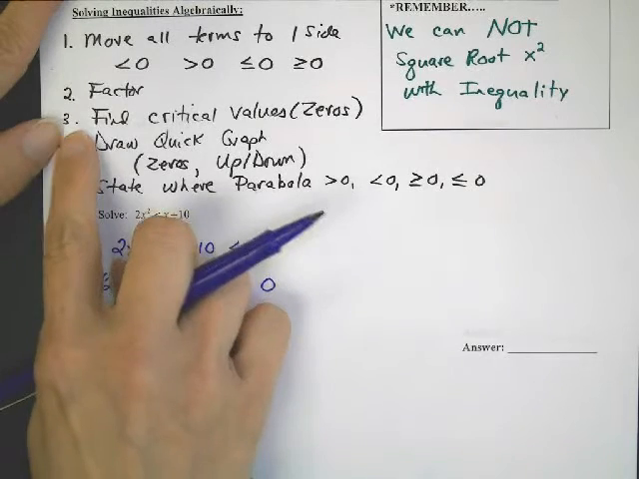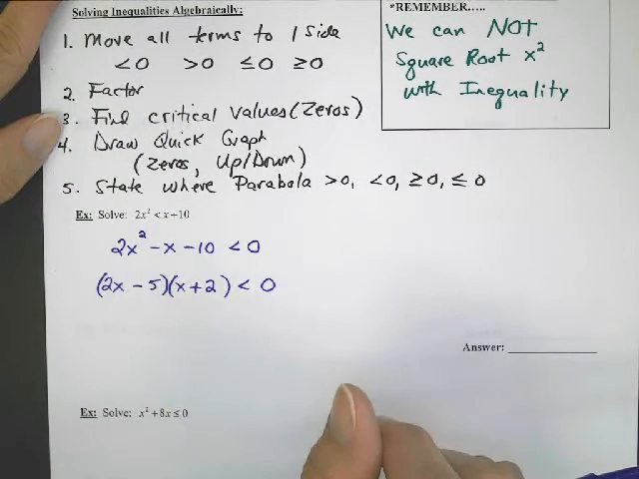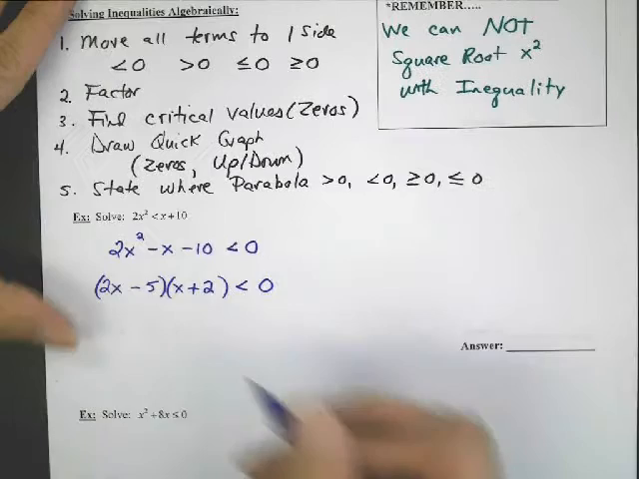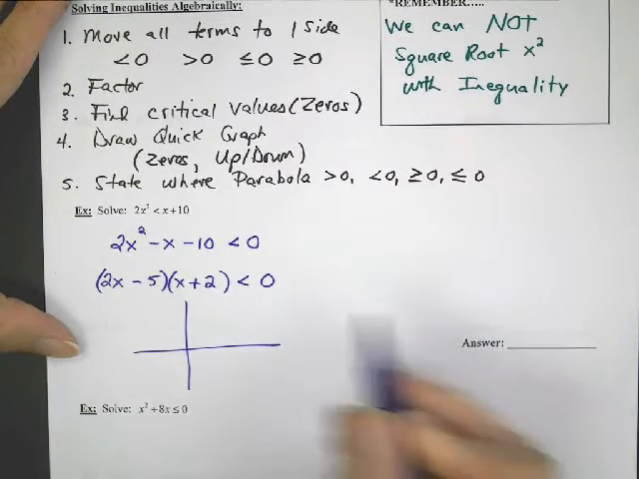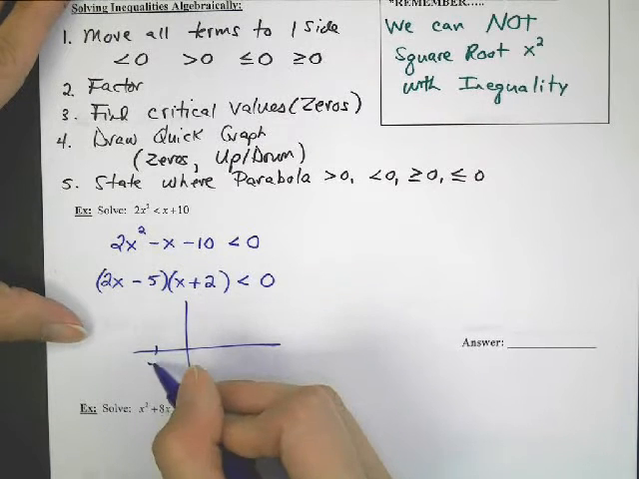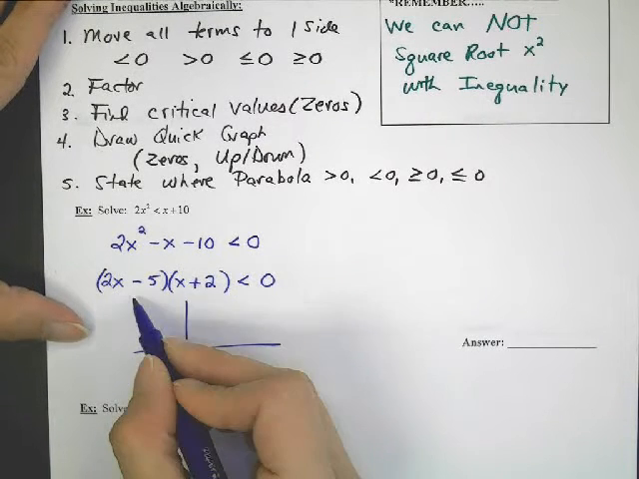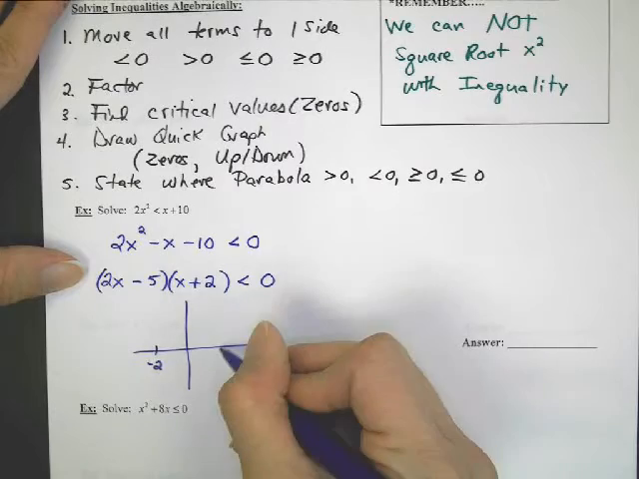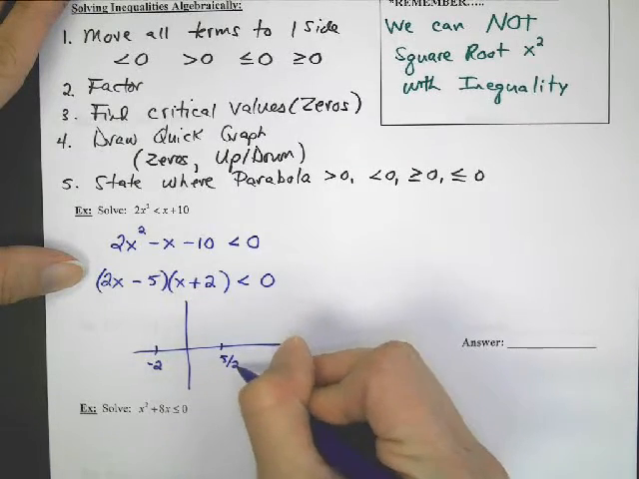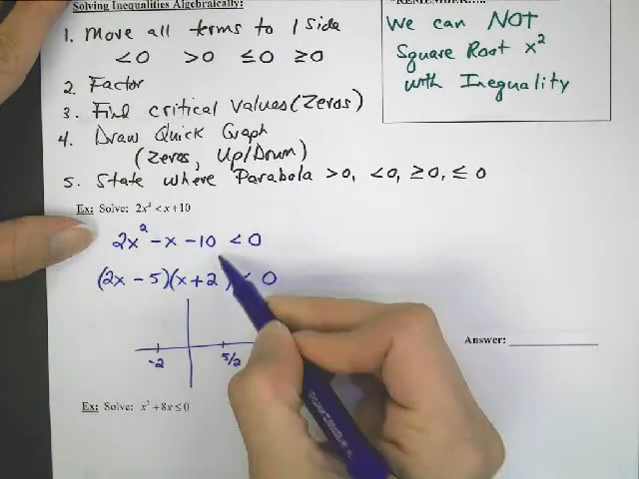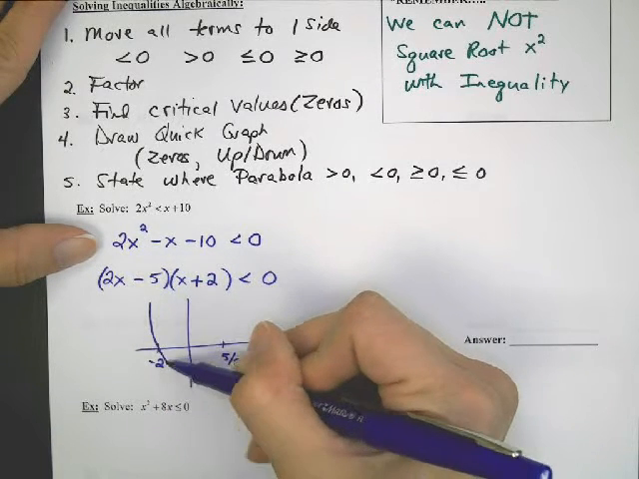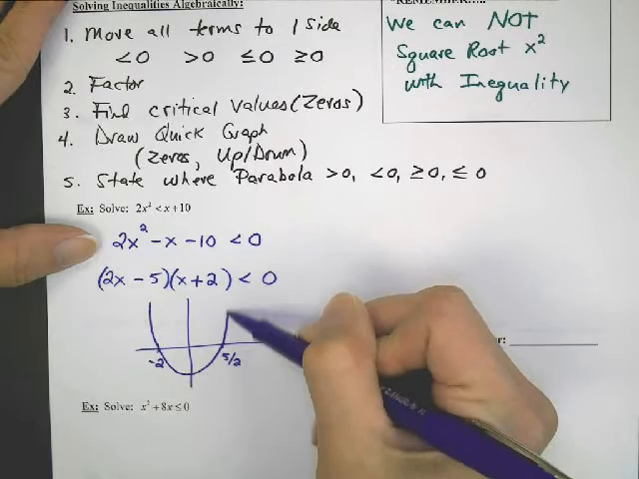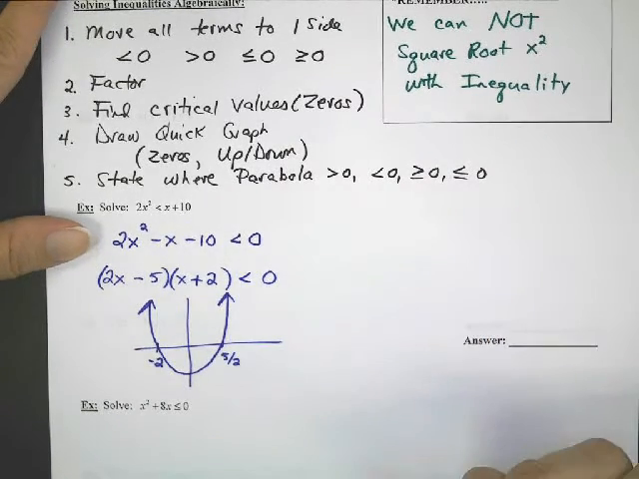Step 3, find the critical values and draw a quick graph. So on this nice fast graph, one of the critical values is negative 2. One of the critical values is 5 halves. And this parabola is opening up. Just a quick graph, parabola opening up.